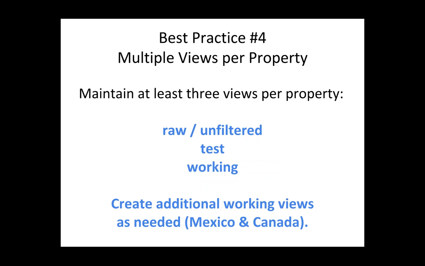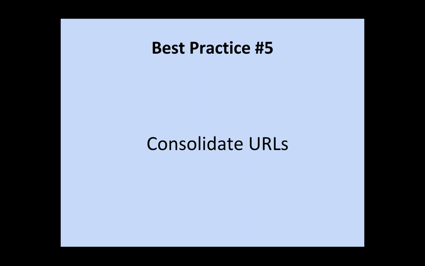But before you do that, make sure that you have at least 3 different views, that you've created 3 different views. One that's raw, unfiltered, you don't touch it at all, one test view, and one or more working view. As another geographical example at the bottom, all visitors from Mexico and Canada. It could be any geography that you set up.